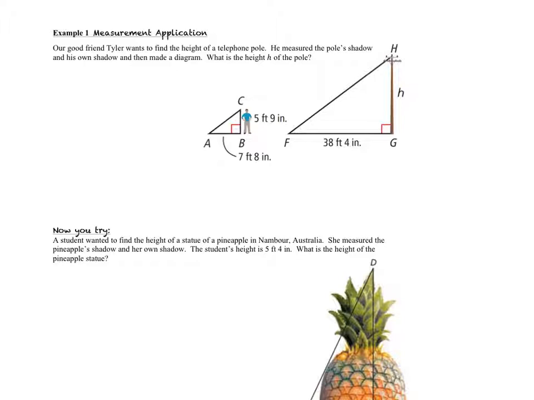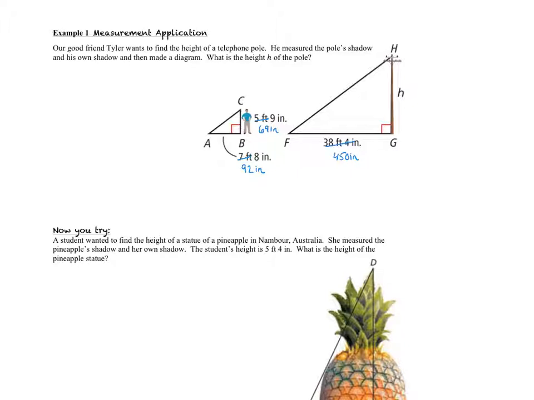So since these are similar figures, then we can write a proportion. It's really a lot easier if we convert all of these to inches first though. So 5 feet would be 60 inches plus the 9, that would be 69 inches. 7 feet times 12, that's 84, plus 8, which is 92 inches. And let's convert the 38 feet times 12, 456 plus 4 would be 460 inches.